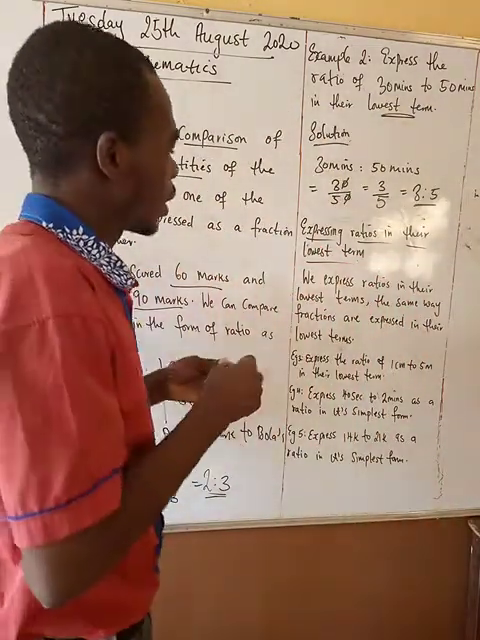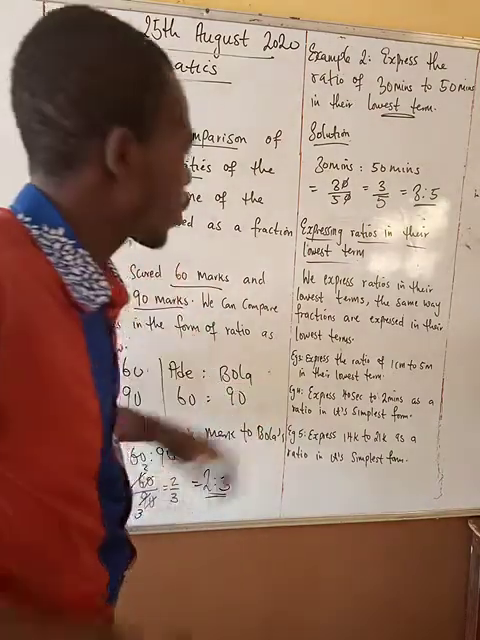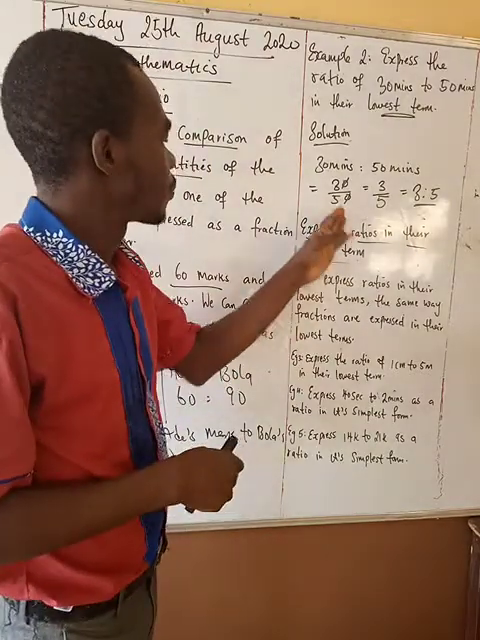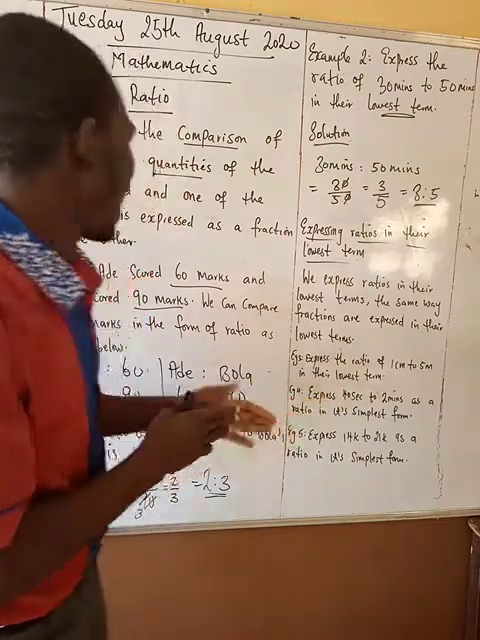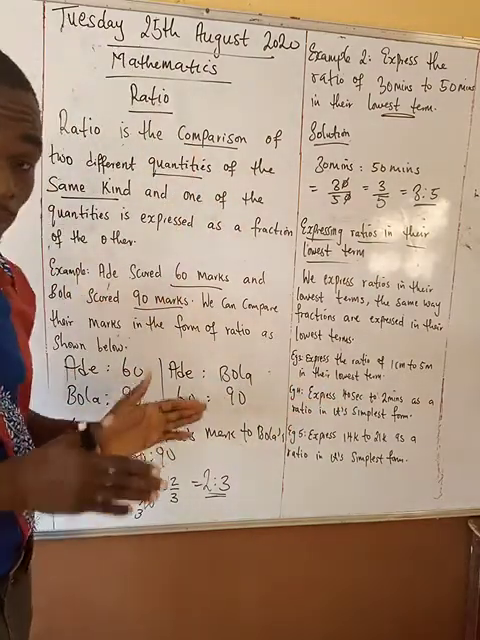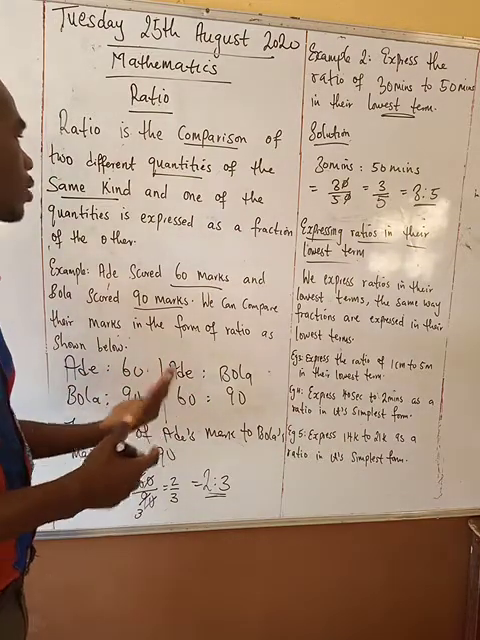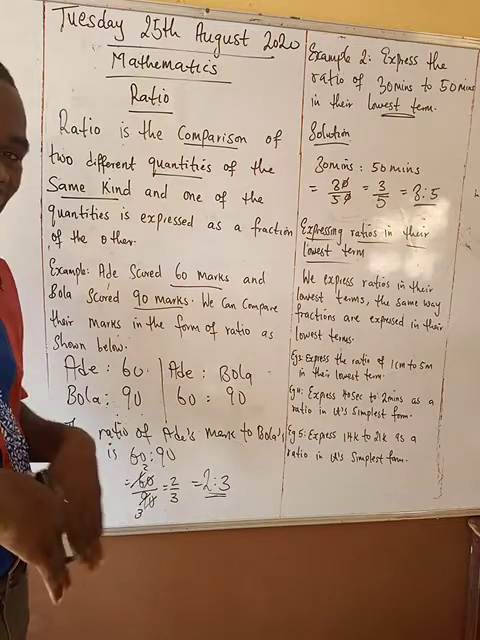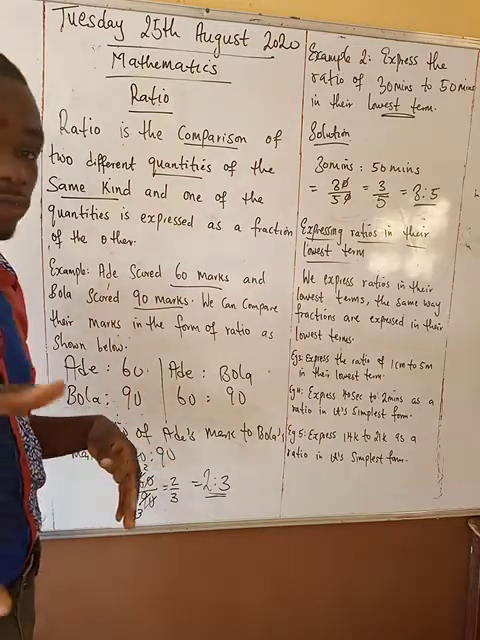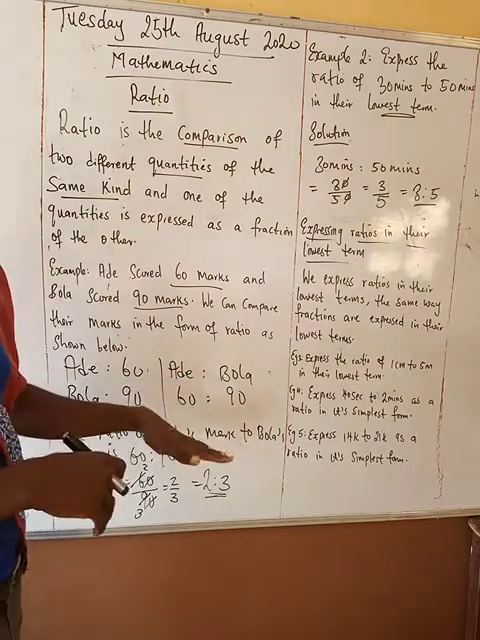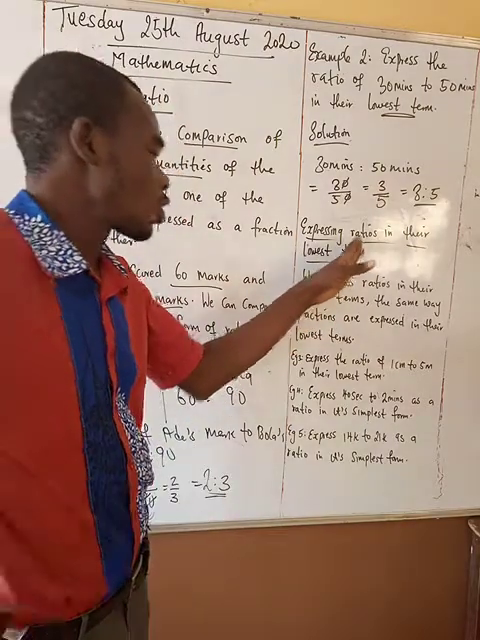Okay, so let's proceed. Now, I was talking about, before we left off, reducing to the lowest term. So today on ratio, I believe we must have understood what ratio is all about. It is the comparison of quantities of the same kind, different quantities of the same kind, comparing them together. That is what ratio is all about. I would advise us, in the course of this video, you can pause it to write down these things, okay? So today we are going to be looking at expressing ratios in their lowest term.